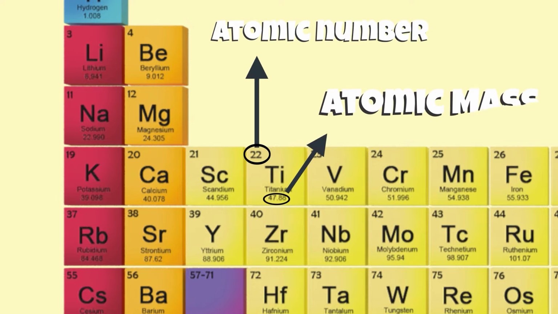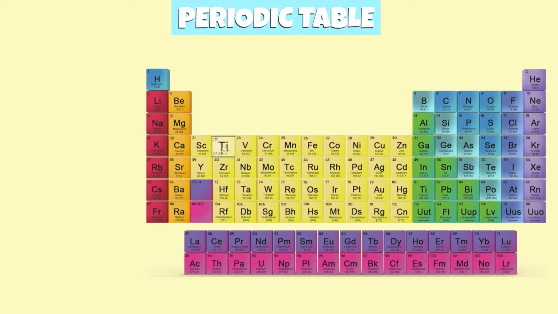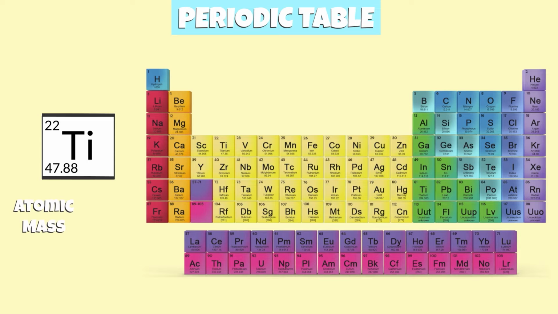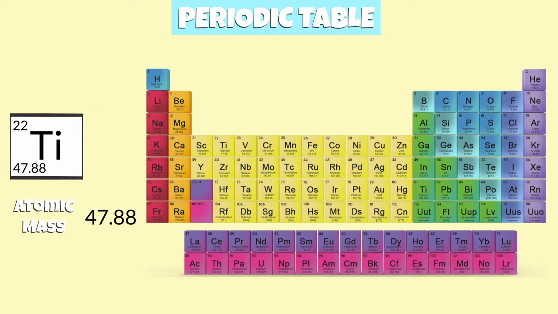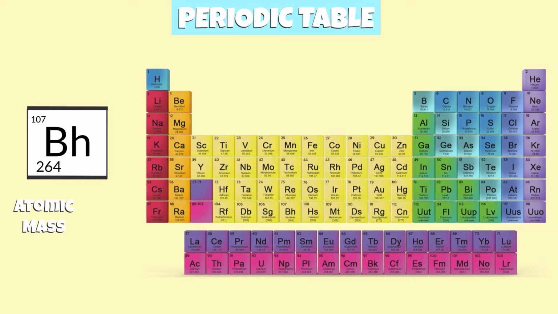Right below the name of each element, you will find the atomic mass, or the total mass of each element. For example, titanium has an atomic mass of 47.88. Bohrium has an atomic mass of 264. And zinc has an atomic mass of 65.38.